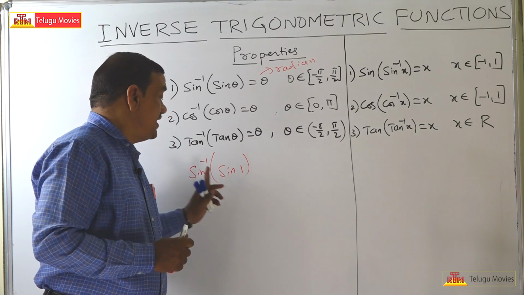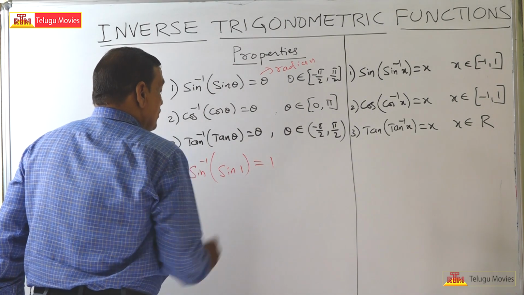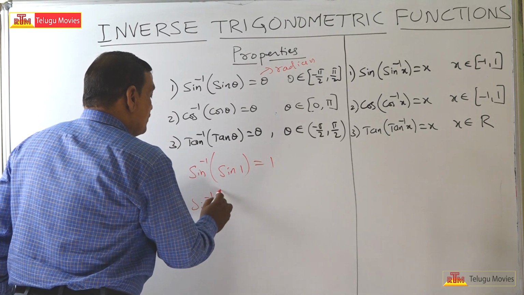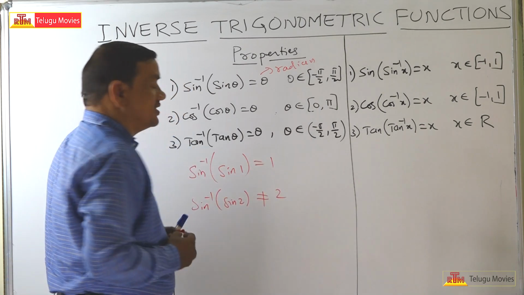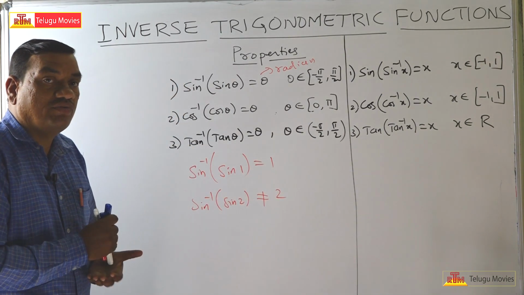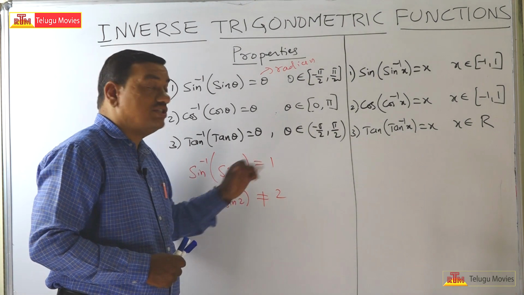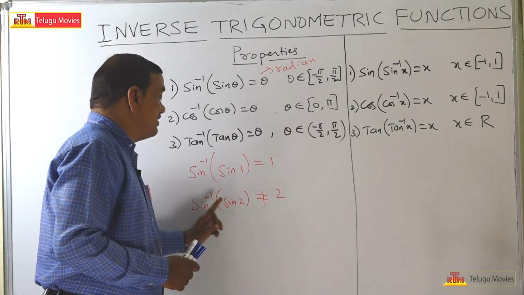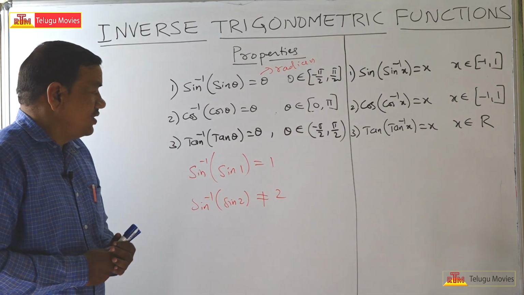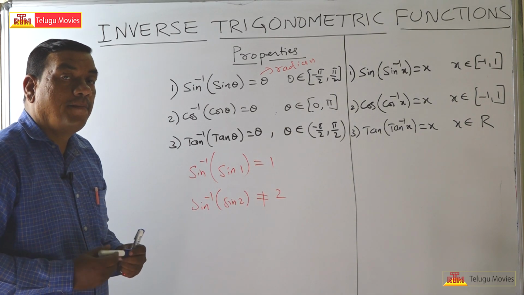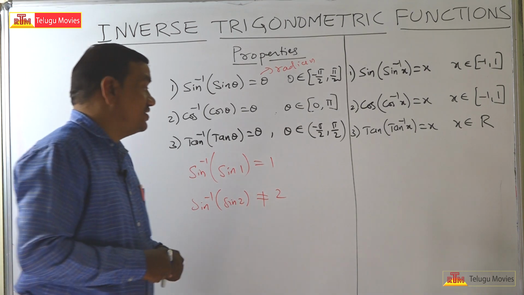Here sin inverse of sin 1 is equal to 1, whereas sin inverse of sin 2 is not equal to 2. Why? Tell me why it is not equal to 2. Sin inverse of sin 1 is equal to 1, but sin inverse of sin 2 is not equal to 2. Why? Think a little about why. So the answer is this.